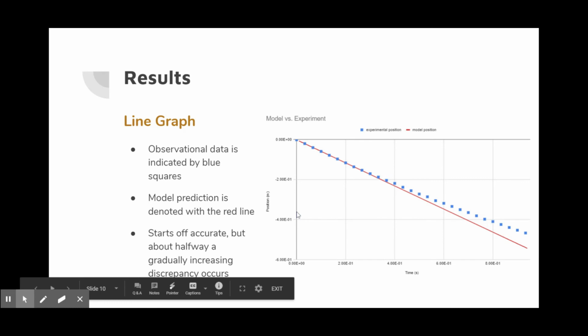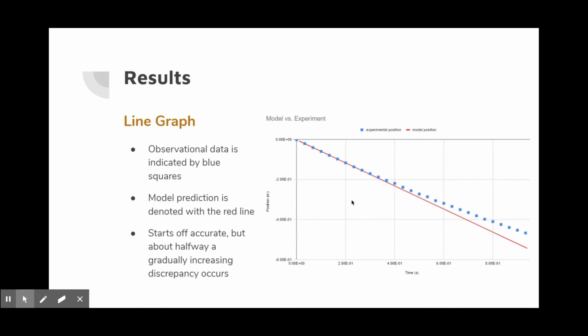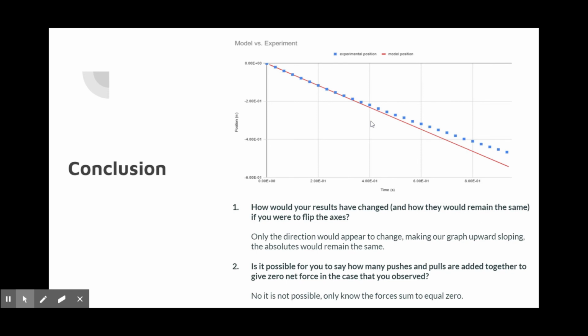So here are the results and the line graph that I made to compare the two sets of data. The observed data is in blue, and the model prediction is the straight red line underneath. It starts off fairly accurate, but it ends up losing some of that accuracy and has a bit of a discrepancy towards the latter half. I attributed this discrepancy to the fact that the ball is rolling up against a wall, and so friction is slowing the ball down, so it's not necessarily an accurate constant velocity throughout the entirety of the video that I'm observing.